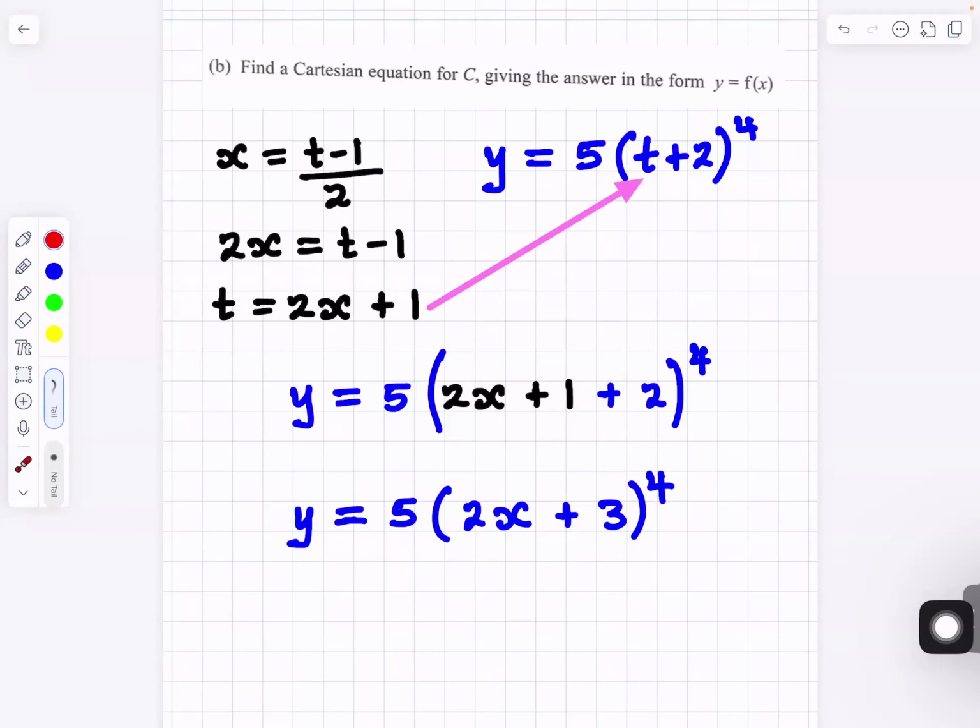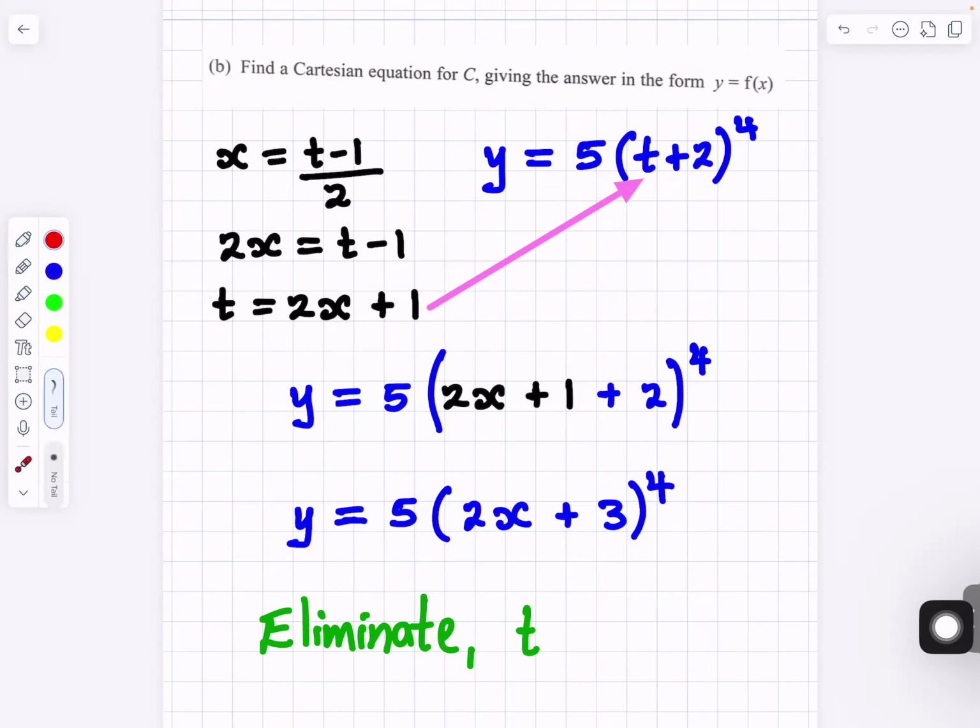Find the Cartesian equation for C, giving your answer in the form y equals f of x. Cartesian equation means you have y equals something with x. So what do we have to get rid of? We have to eliminate t. t for tango. So we have to get rid of t, make t disappear.